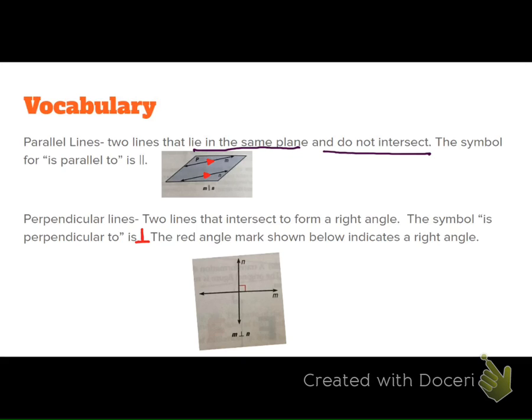So you see that M and N are perpendicular to each other. And you see that written in symbol form down here. M is perpendicular to N. Do you guys have any questions on this portion? Are you guys still writing this down? Okay, I'll give you a second.